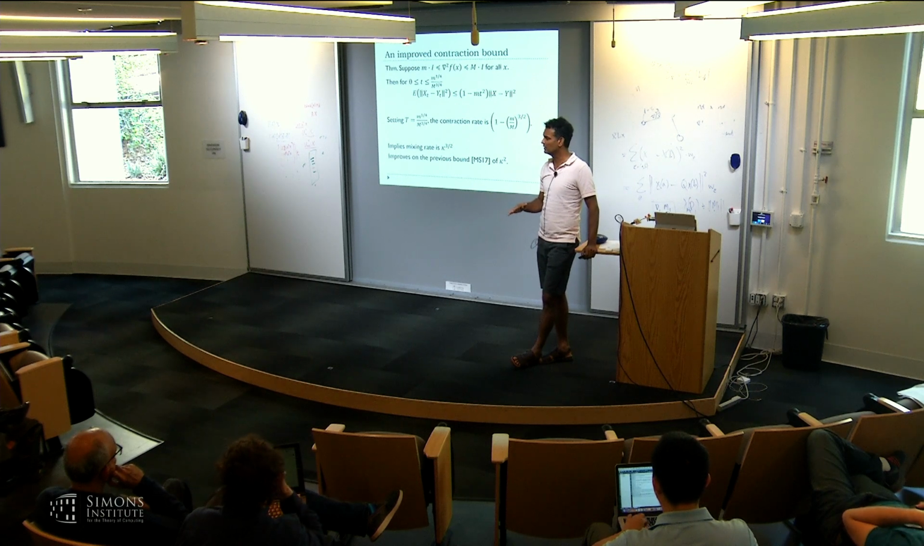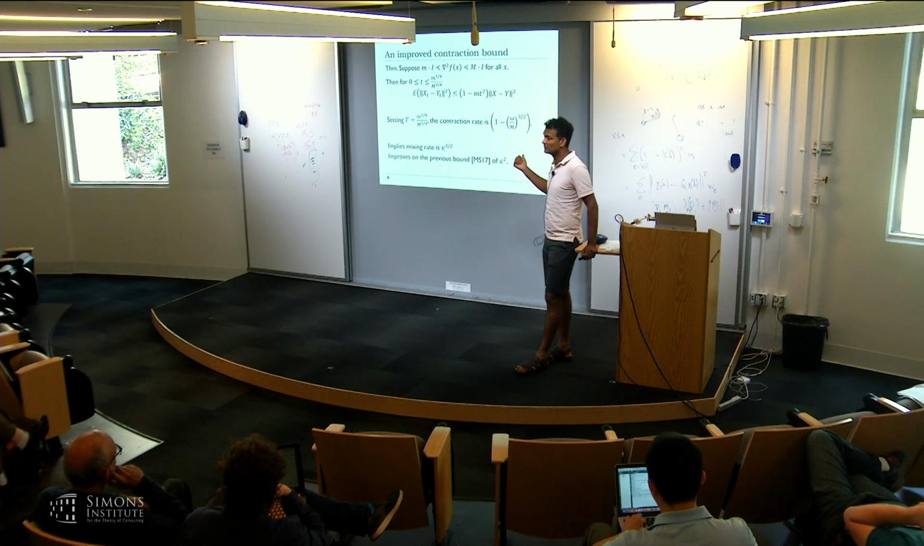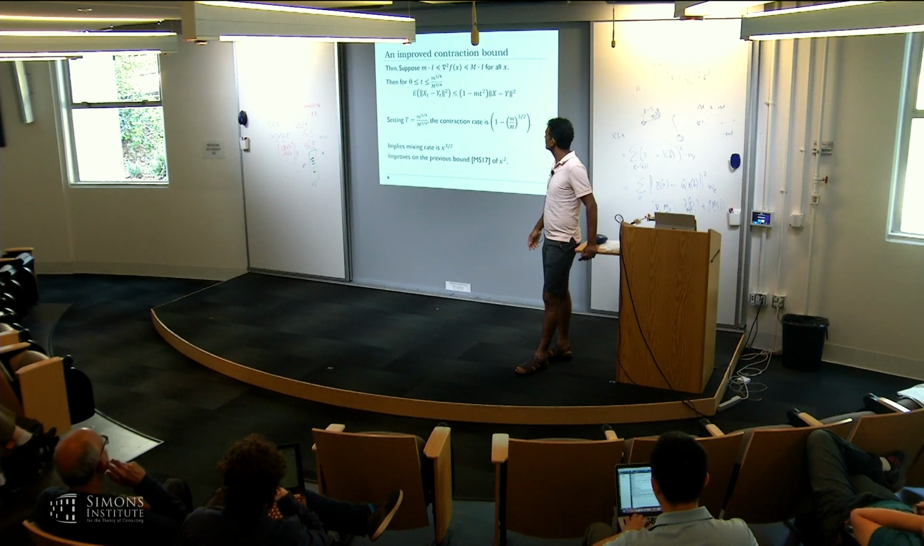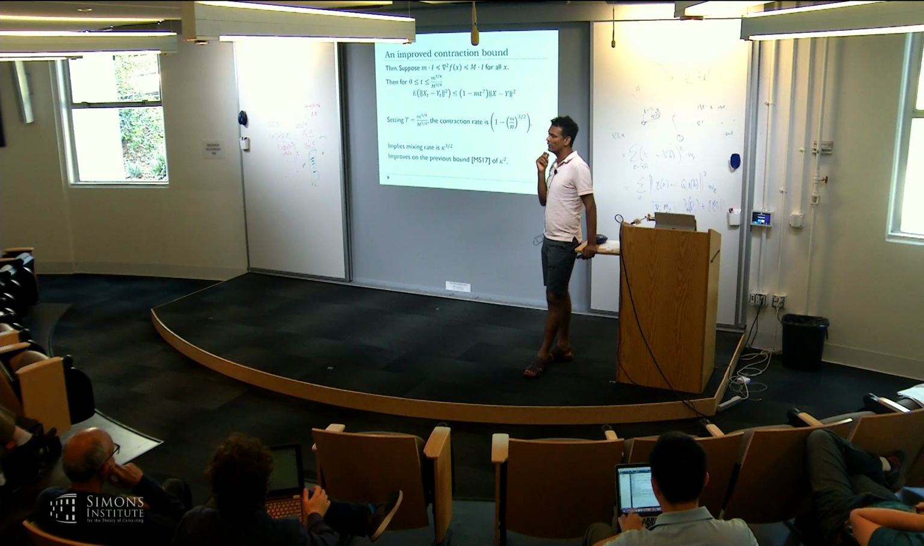Right. Here, we're doing a direct coupling, just applying the contraction. Certainly, this satisfies a log-Sobolev inequality, but we're not using it directly. As far as I know, that process is still at kappa square, for what it's worth.